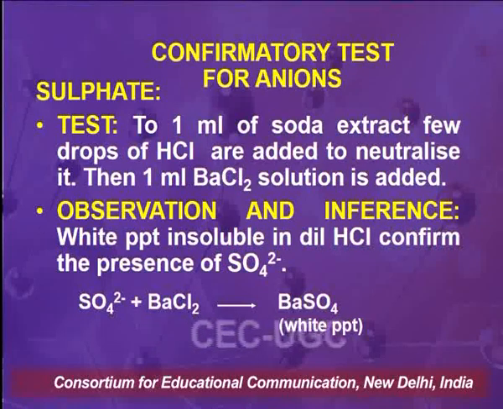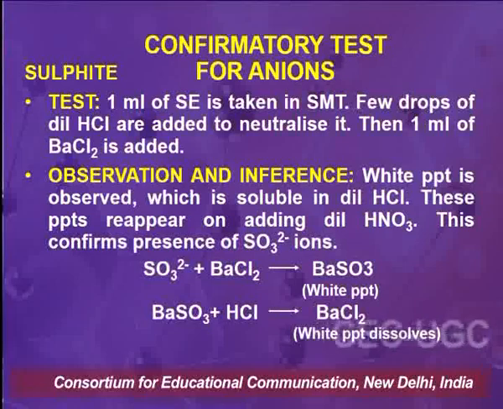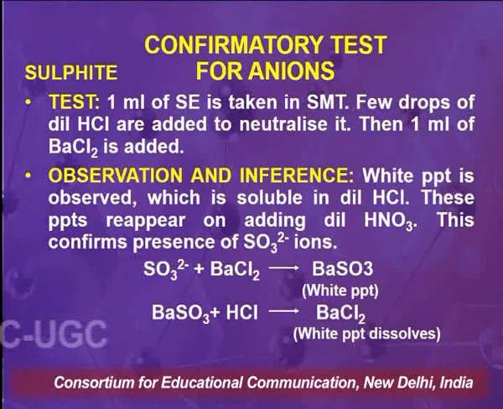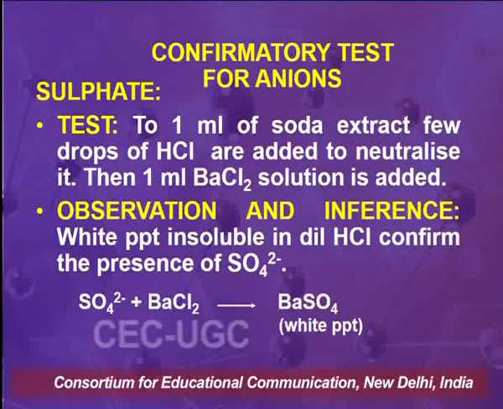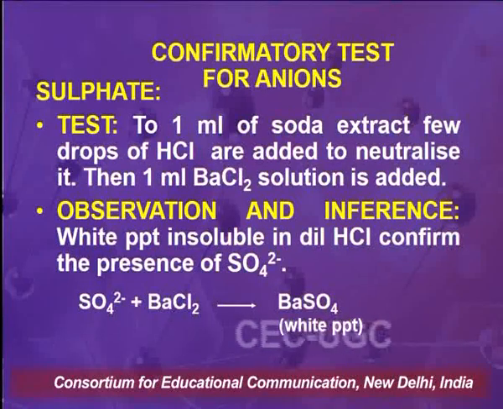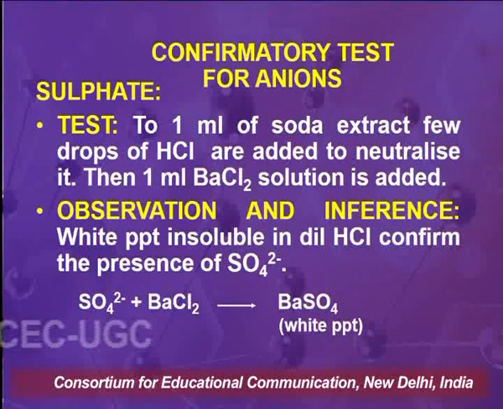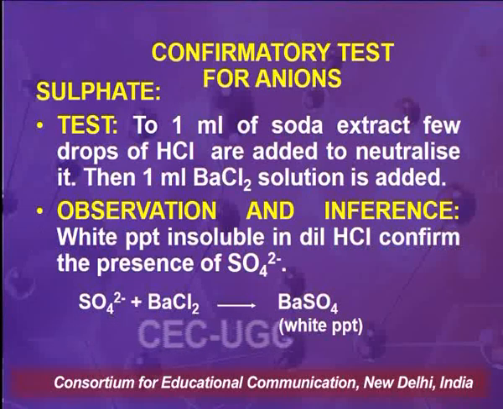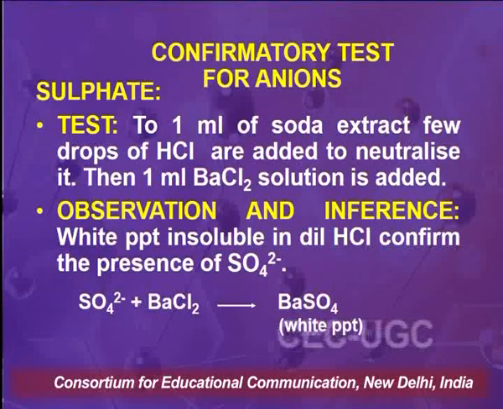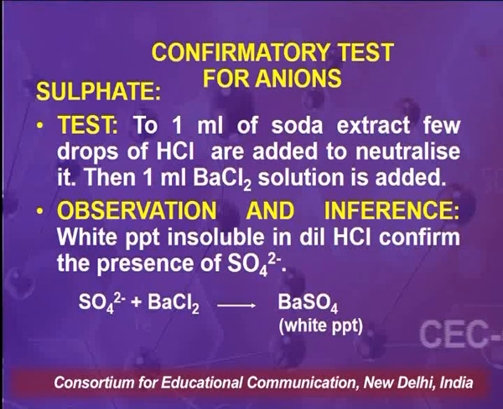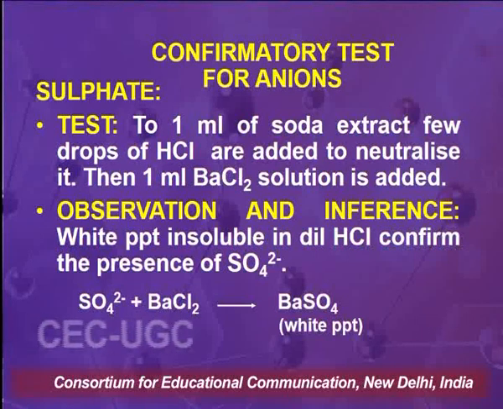In the case of sulfite ions, the white precipitates were soluble in dilute HCl, whereas in the case of sulfate, the white precipitates are insoluble in dilute HCl. And as for the chemistry involved, sulfate ions react with barium chloride to give barium sulfate, which is a white precipitate, and gives no reaction with dilute HCl; it is insoluble in dilute HCl.